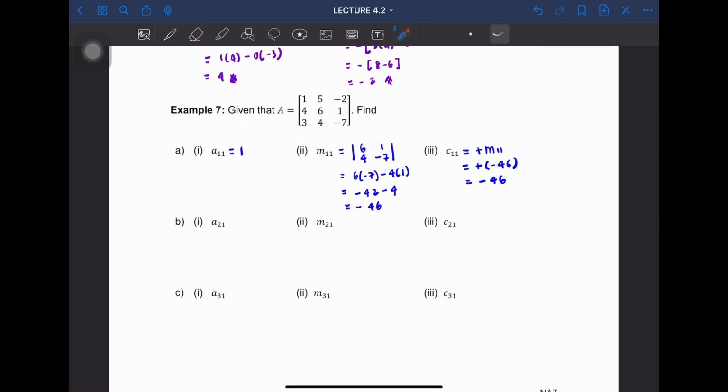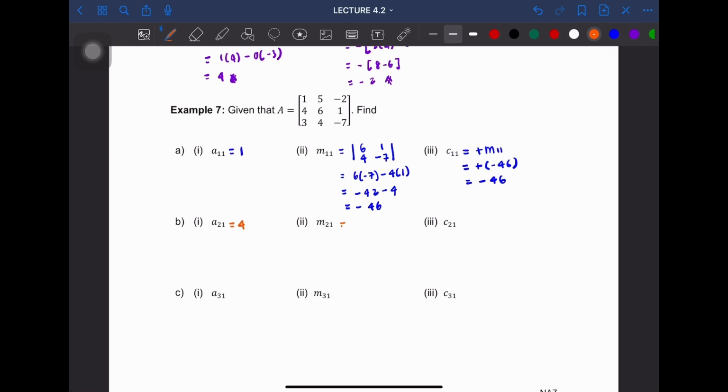Okay, so the next one, they want you to find a to 1, minor to 1, and cofactor to 1. So element to 1 is the element that belongs at second row, first column. So it is 4. The answer is 4.